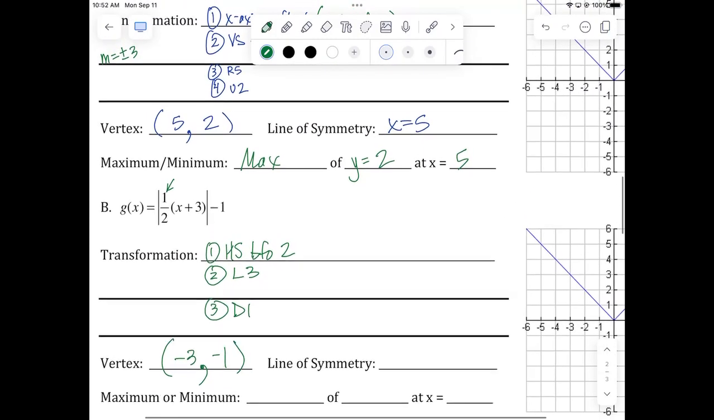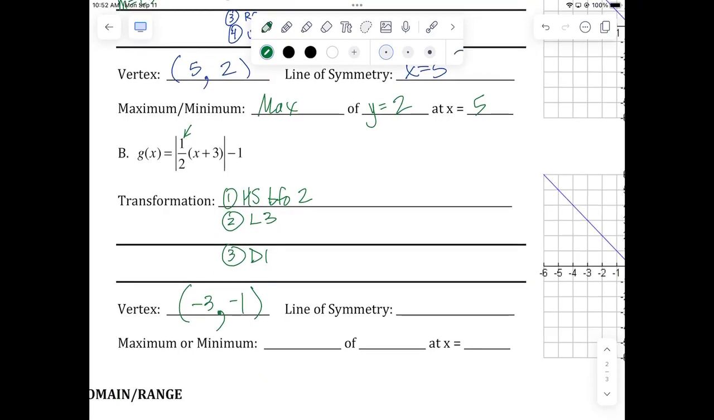And since we have the vertex, the line of symmetry comes almost for free. It's -3. We just got to remember to put what letter in front of it? X, because that's the vertical line. The x coordinate is -3, so x = -3.